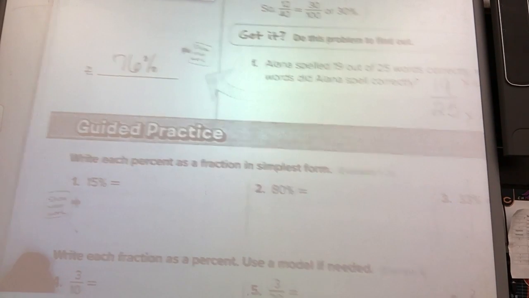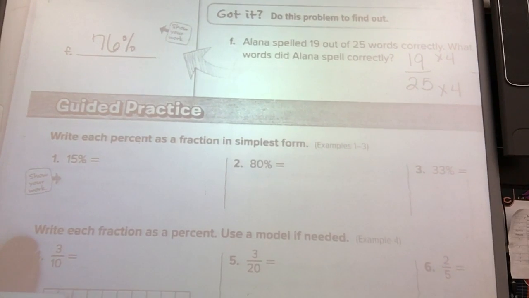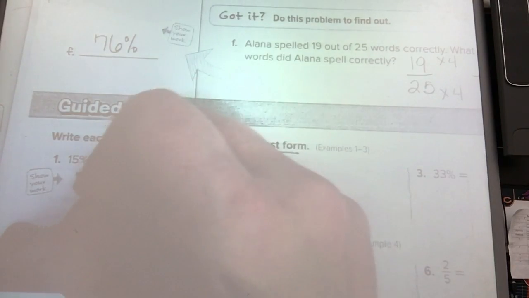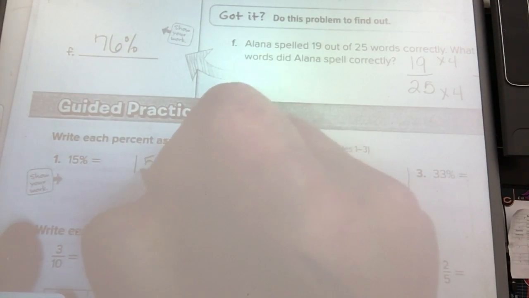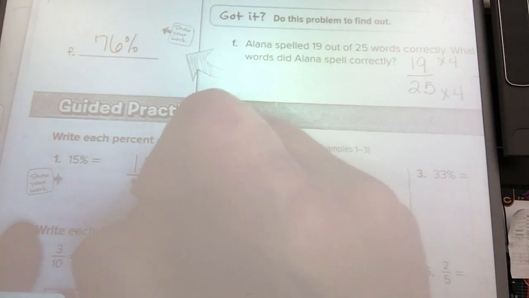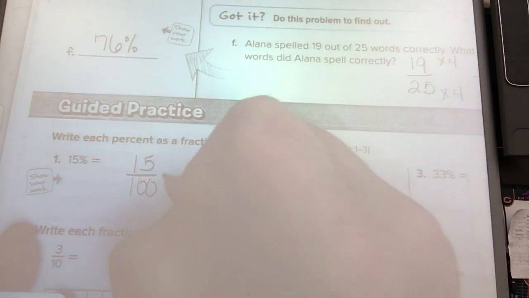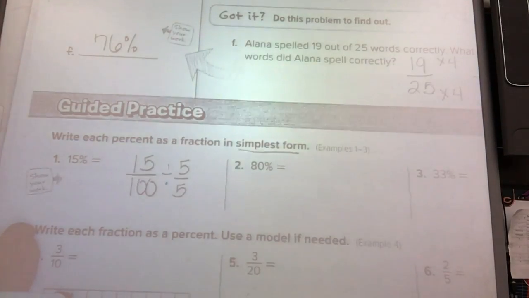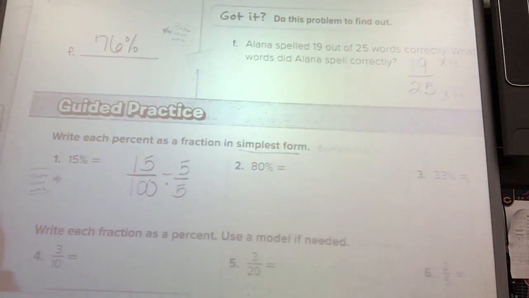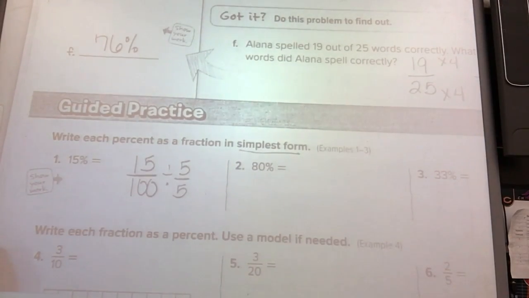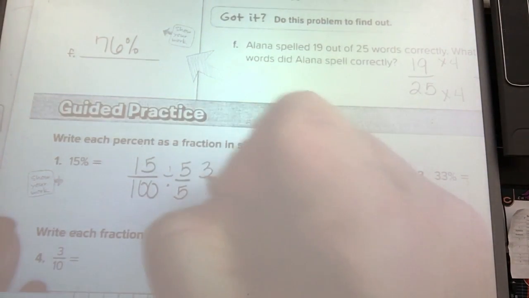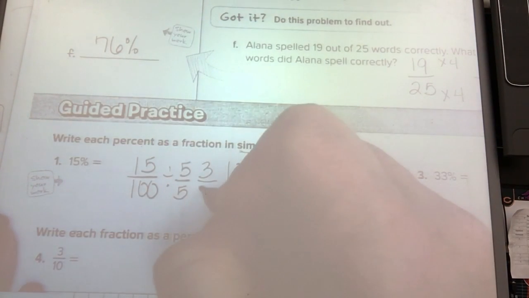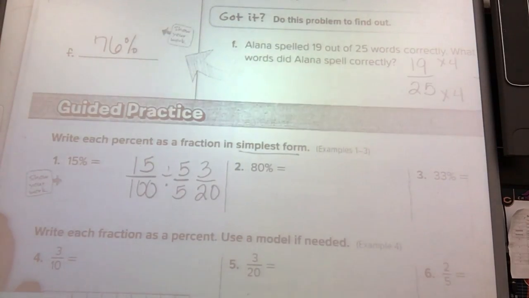All right, let's go to our guide to practice. Write each percent as a fraction in simplest form. Simplest always means that we reduce. So 15%, it's always out of what? Percents are always out of, good, 100. I'm going to reduce by 5 because I know that 5 goes into 15 and 100. 5 goes into 15 how many times? 5, 10, 15. 3. 5 goes into 100 how many times? Good, 20. So my answer is 3/20.